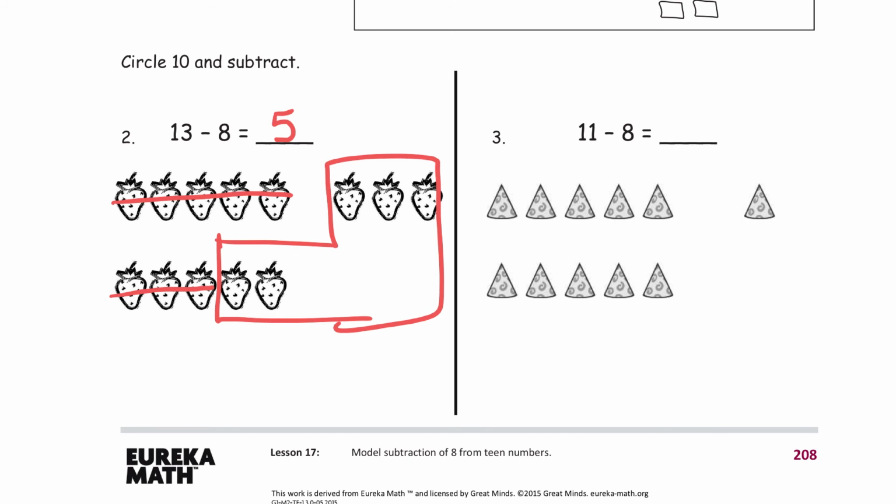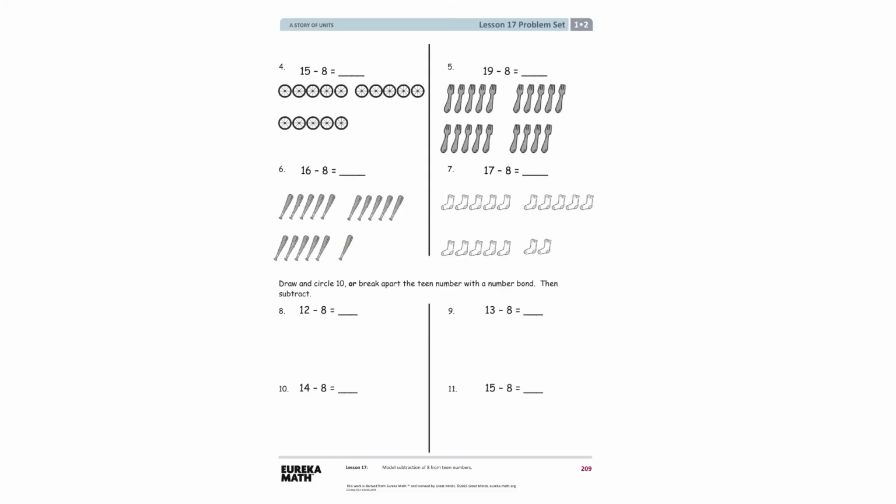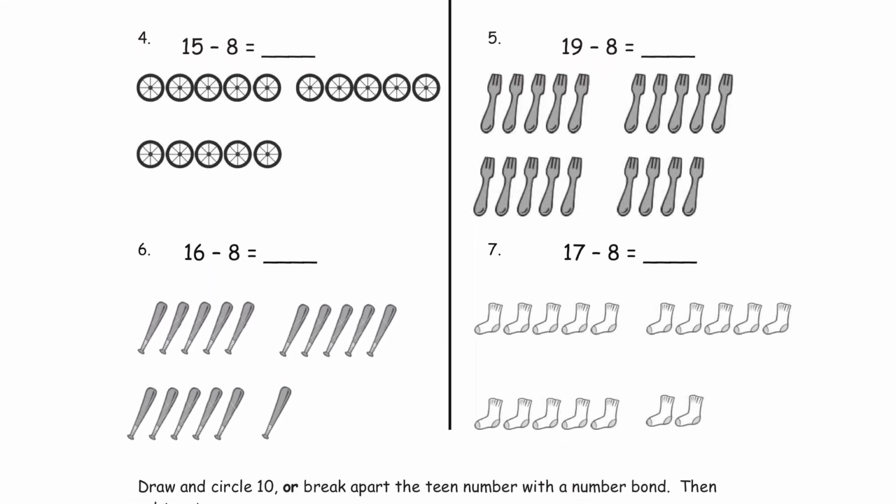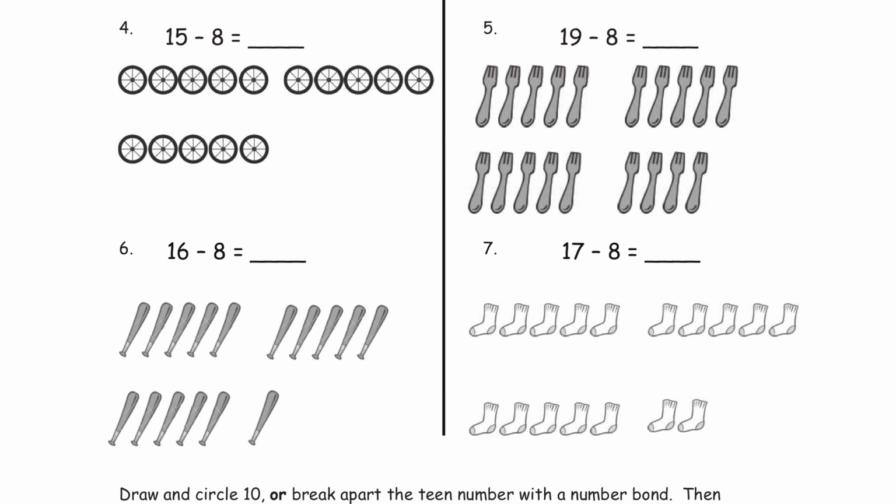our problem set. Welcome back, boys and girls. We're on the back page of our problem set for lesson 17. Let me zoom in here, and we're going to take a look at numbers 4, 5, 6, and 7. They're the same thing that we've just been doing, where you're going to be crossing out and boxing up what we have left. I'm going to take a look at number 7. You will do numbers 4, 5, and 6 on your own. I'm going to do number 7 with you.